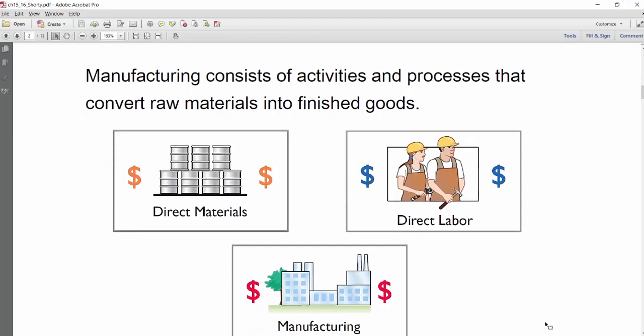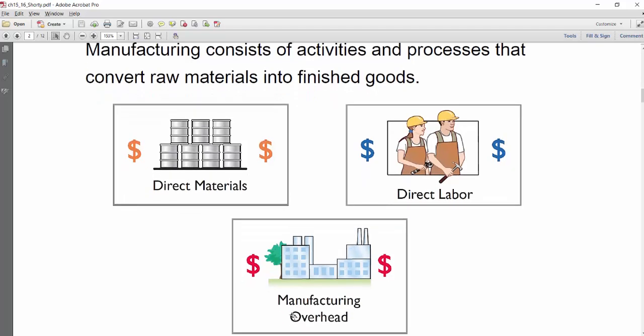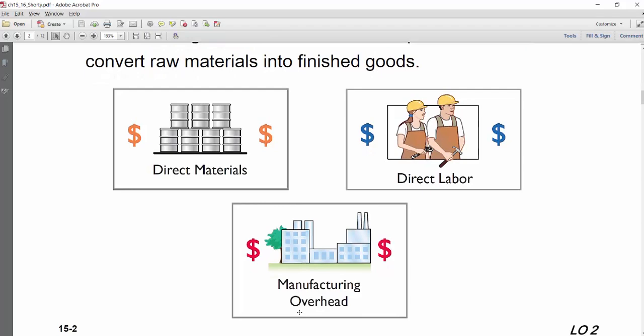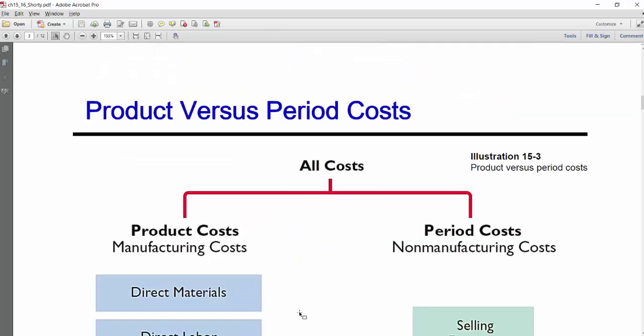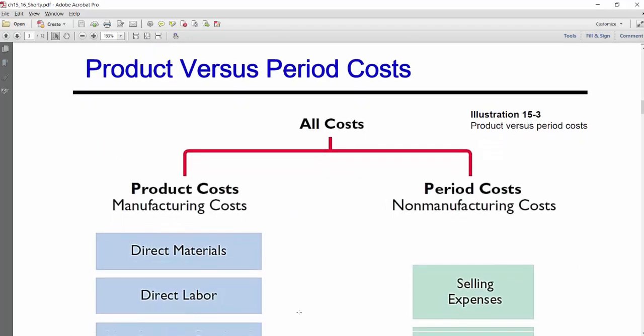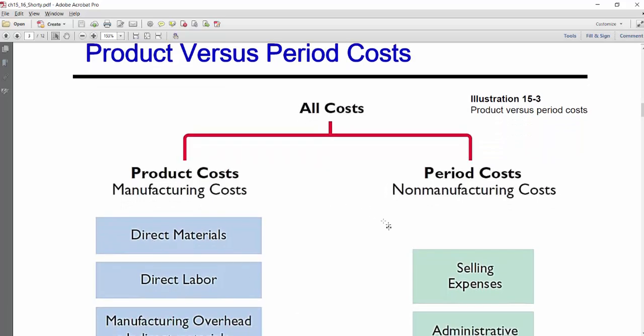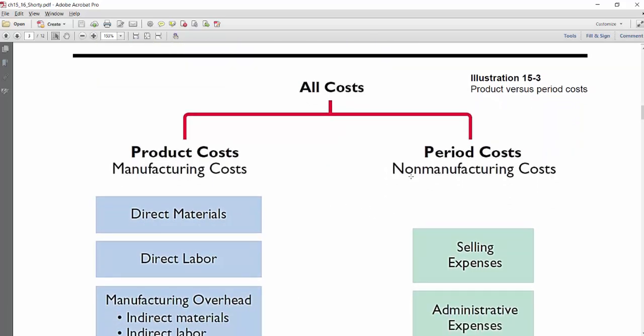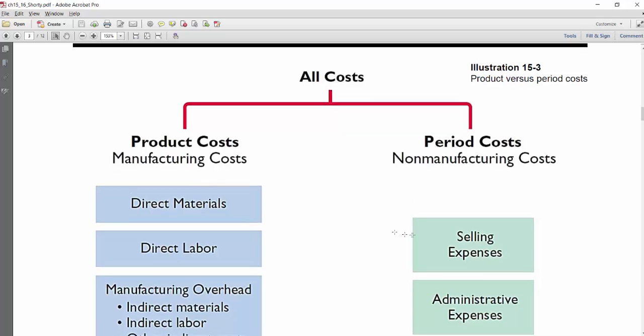So, a recap here: we have three kinds of manufacturing costs: direct materials, direct labor, which are direct product costs, and manufacturing overhead, which is by its definition not direct. So again, a recap: period cost is anything that's not directly related to making the product. Examples: selling expenses, general and administrative expenses. Product costs, as opposed to period costs.